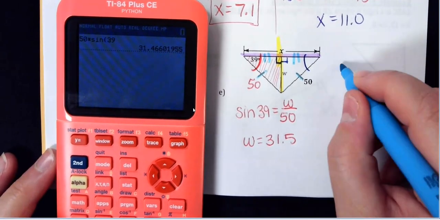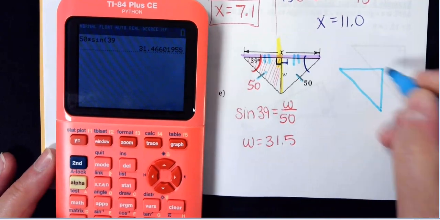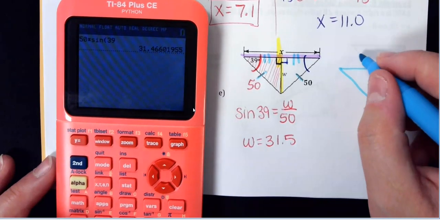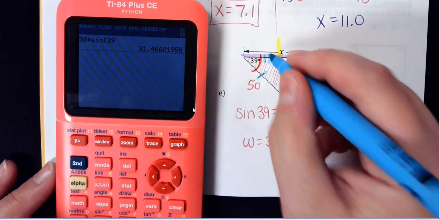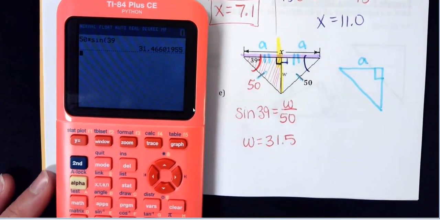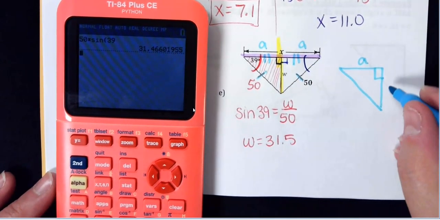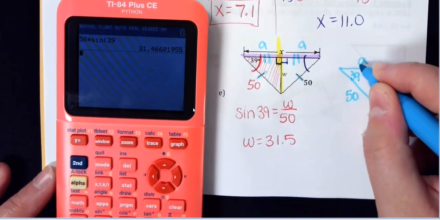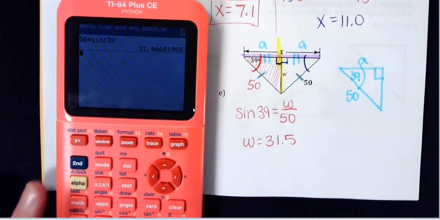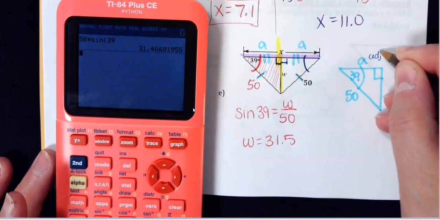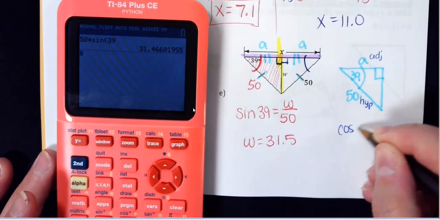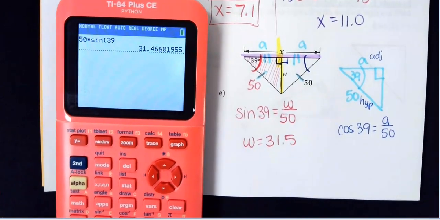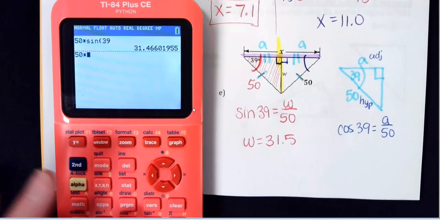So I'm just going to draw to the side just so it's not so cluttered up here. I'm going to use a different variable. I'm going to say this is A. So I'm going to split x into two things, but they're both exactly the same. We found W. I'm not going to use that because I rounded it. I know this was 50 and I know this was 39. So what I would recommend there, this would be adjacent over hypotenuse. So I would do cosine 39 and then A over 50. So I'm just going to do 50 times cosine 39.